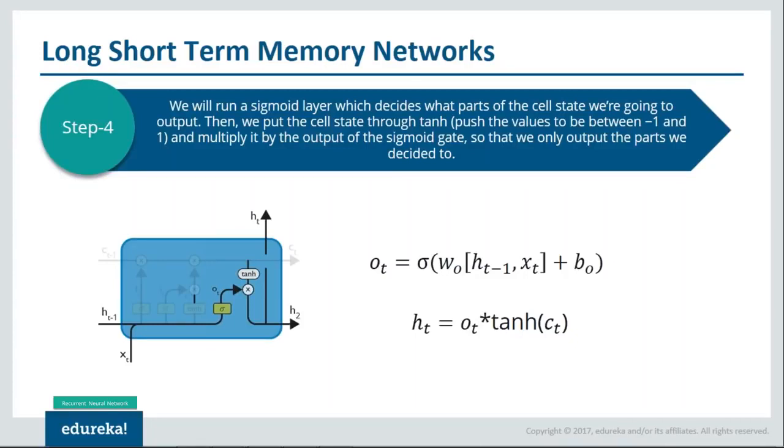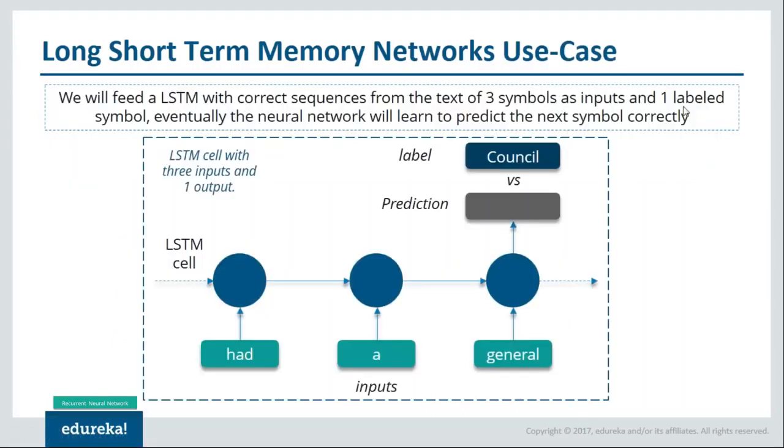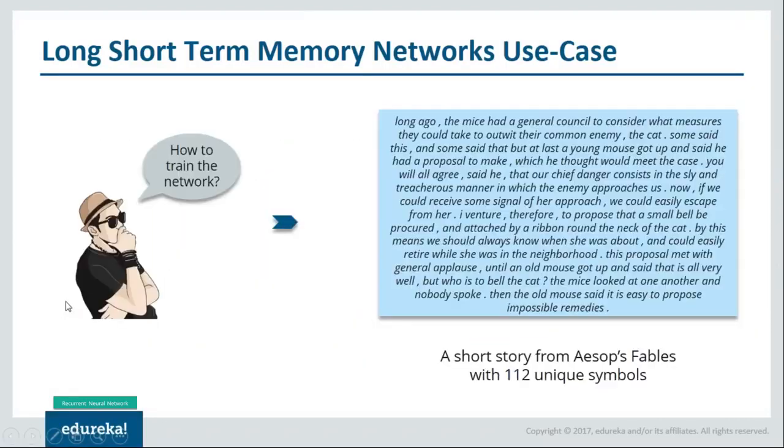Now we'll look at a use case where we'll be using LSTM to predict the next word in a sentence. All right, let me show you how we are going to do that. So this is what we are trying to do in our use case, guys. We'll feed our LSTM with correct sequences from the text of 3 symbols. For example, had a general, and a label, that is council in this particular example. Eventually, our network will learn to predict the next symbol correctly. So obviously, we need to train it on something. Let us see what we are going to train it on.